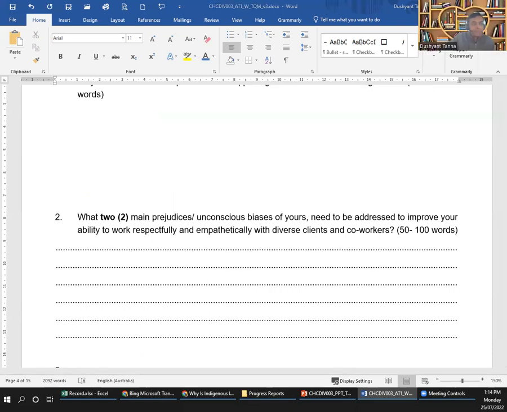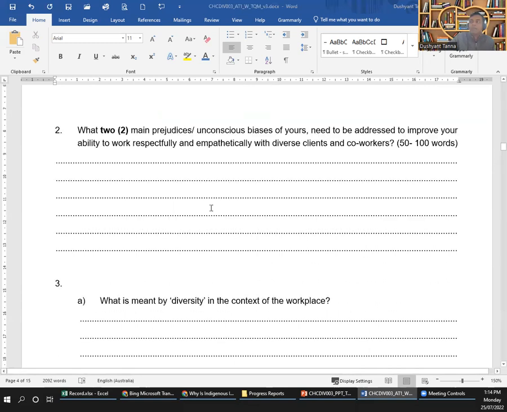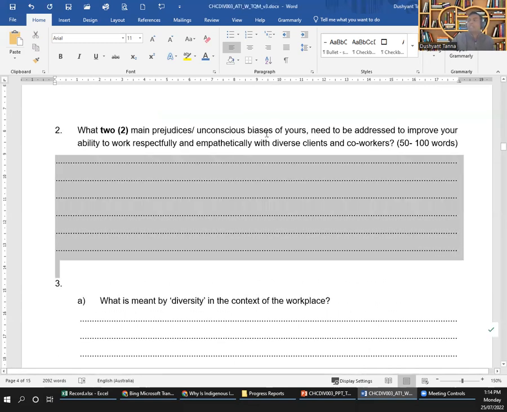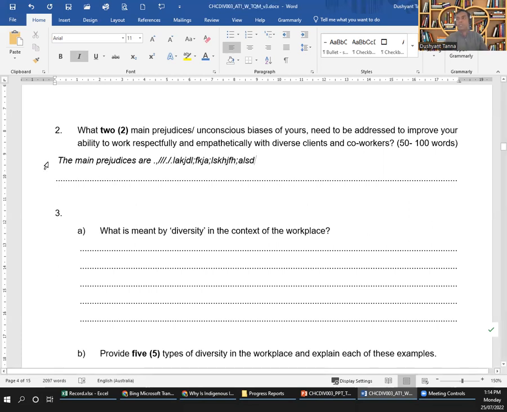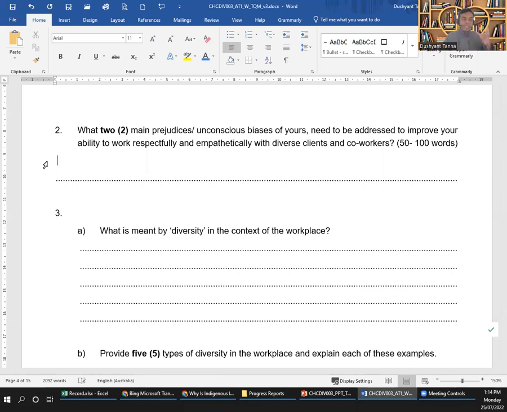That's absolutely up to you how you want to do it. You can just go like this and have your answer, or I can just go for italics. All my responses are italic. The main prejudices are blah blah blah. However you do it is your choice, as long as it can be easily distinguished that, oh, this is a question, this is the answer. That's it. Right.